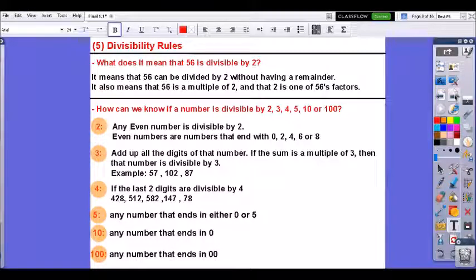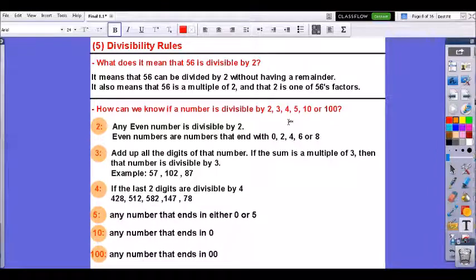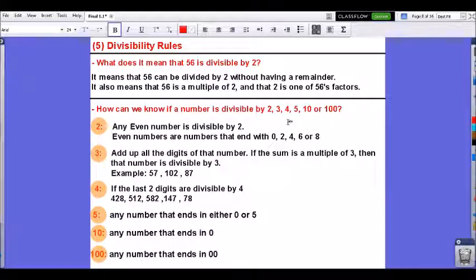Now, the divisibility rules. If you want to learn how to find whether a number is divisible by 2, 3, 4, 5, 10, or 100, there are very easy and simple rules that you will need to know to be able to determine whether a number is divisible by any of them or not.